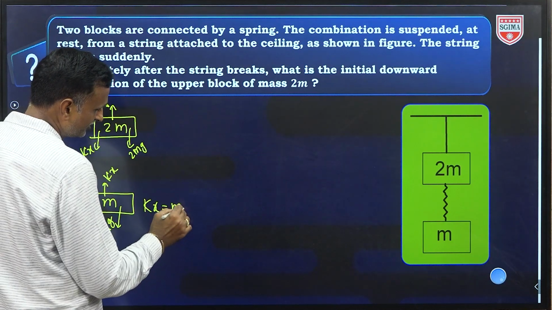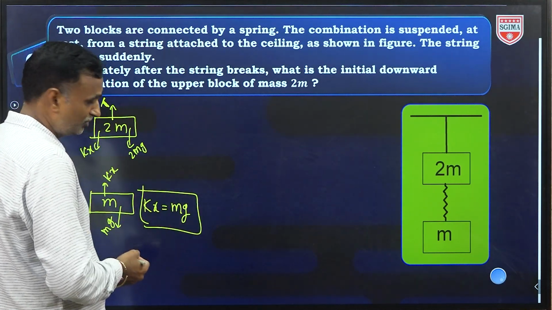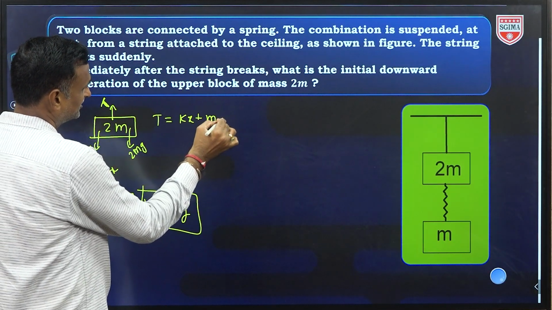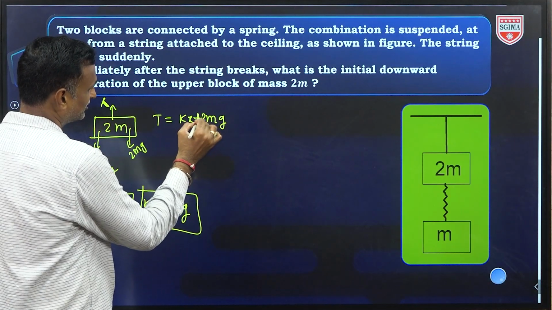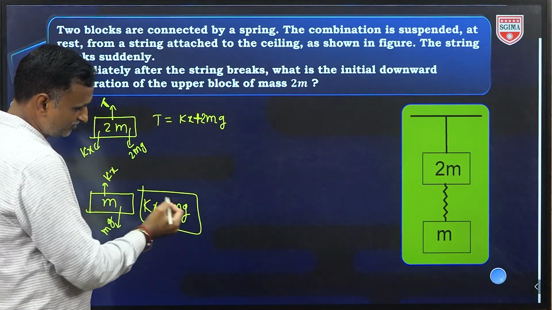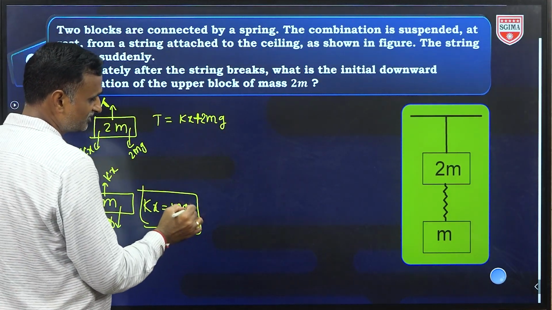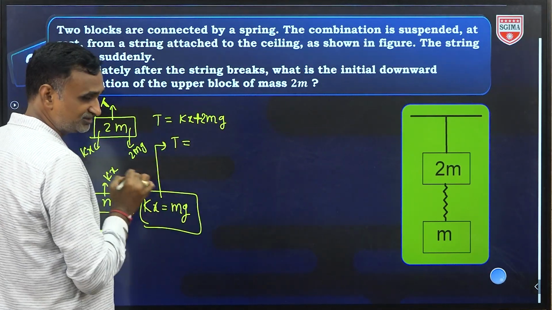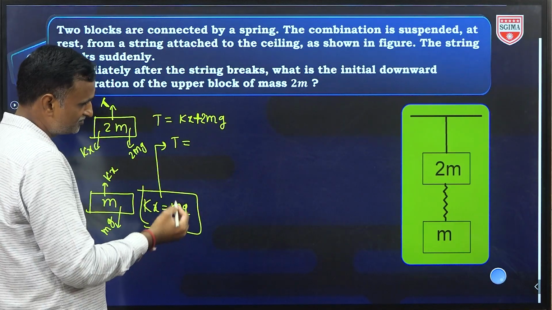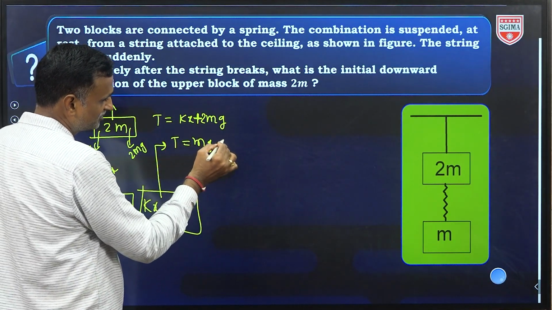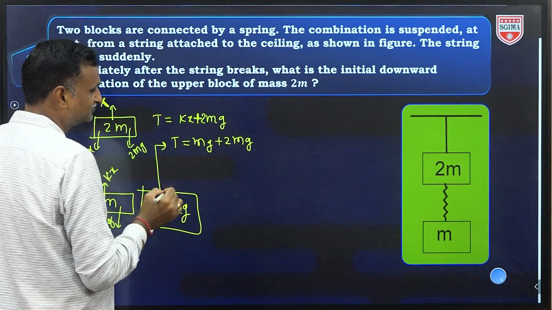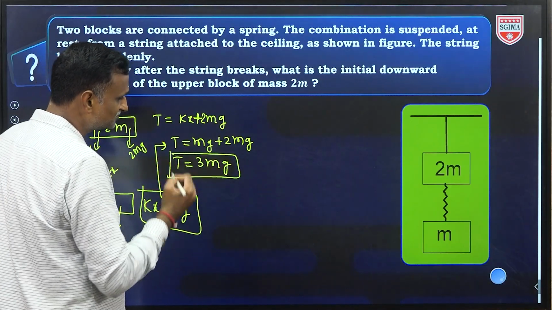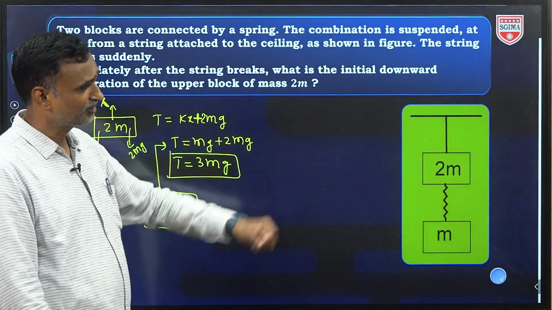Kx equal to mg. Okay. Now from this situation, T equal to Kx plus 2mg. This scenario we can make. But Kx equal to how much? Mg only. So from this equation we can re-alter this one. That is T equal to, from this equation, Kx value how much we have here? Mg. So we are putting here mg plus 2mg. So total tension is how much we got? 3mg. This much tension is going to be exerting on the 2m block.